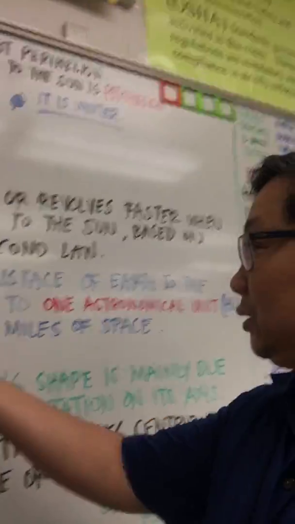Now, the distance of Earth from the sun, the average distance, is equal to 1 astronomical unit or AU, or we could say it's 93 million miles. Of course, I said average distance because the distance of Earth from the sun is not always the same, because the orbit of Earth around the barycenter of the solar system is elliptical. So it's not always the same. So we say average distance.